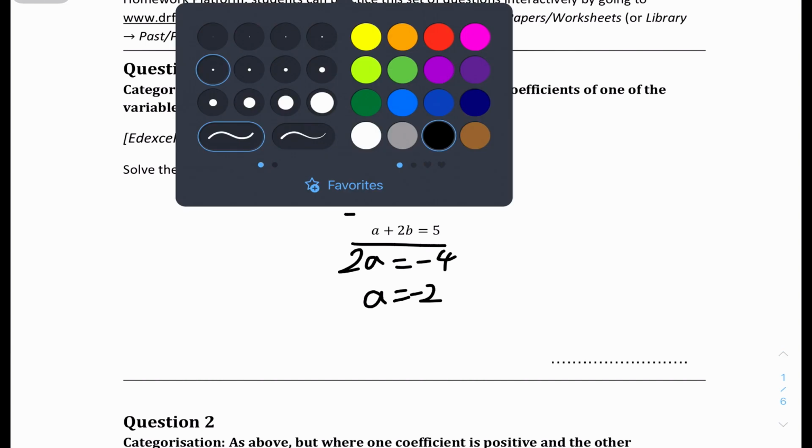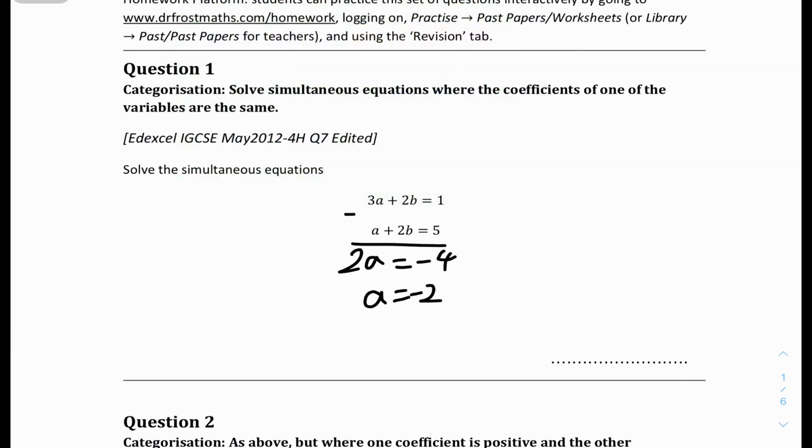So from the second equation, when we have a plus 2b equals 5, we know that a is minus 2. So it will be minus 2 plus 2b equals 5. And add 2 to both sides and divide both sides by 2. It will get us b equals 7 over 2. And therefore a equals minus 2 and b equals 7 over 2.